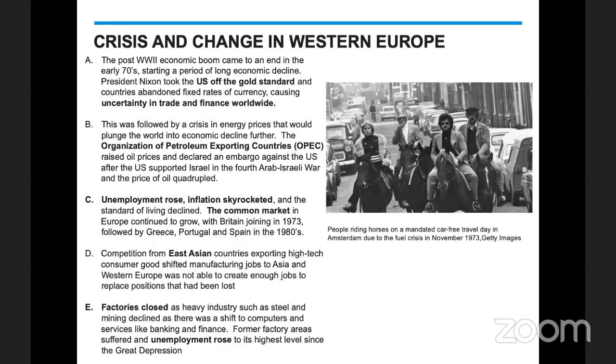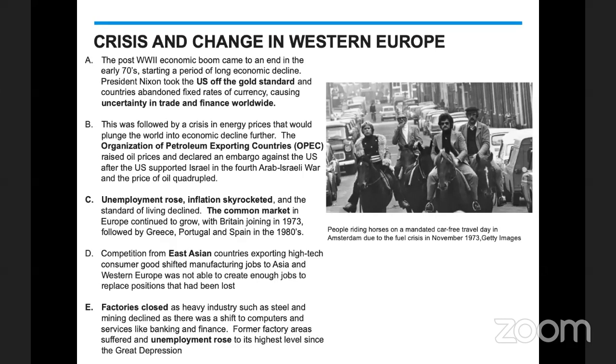At the same time, we're going to start to see the Asian tigers, the East Asian countries, with high-tech manufacturing happening in East Asia. And we will see Asia shift to be the manufacturing center. And Western Europe is not going to be able to create enough jobs for the jobs that they lose to East Asia. So that's going to compound that unemployment. And we're going to see factories close. Heavy industries such as steel and mining are going to be in decline. That's going to happen in the United States as well. And we're going to see unemployment rise to the highest level since the Great Depression.